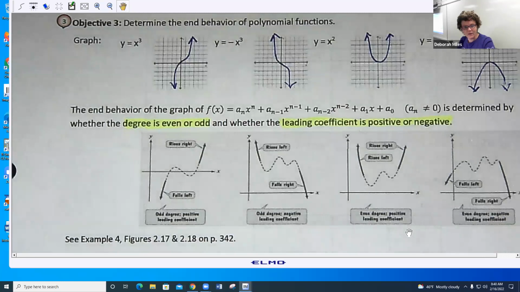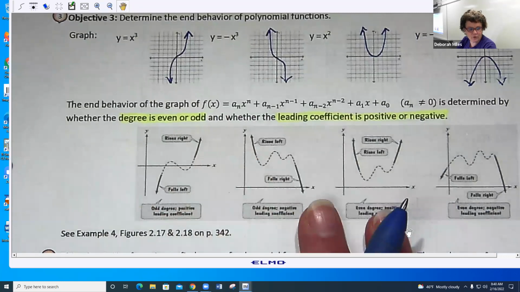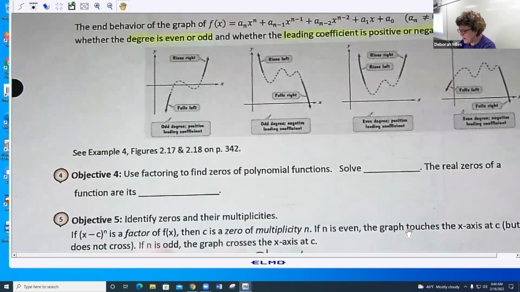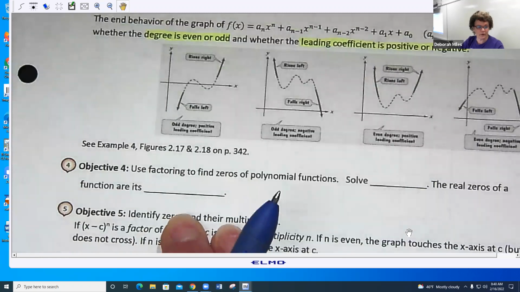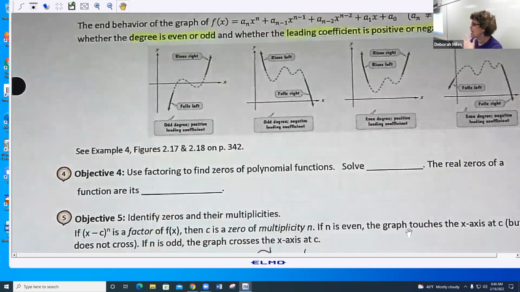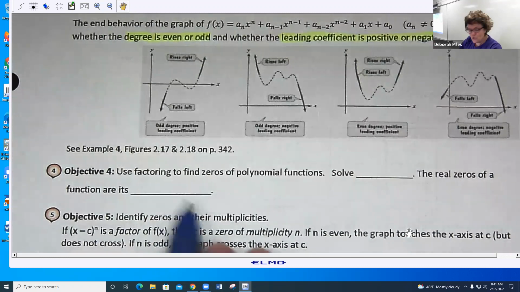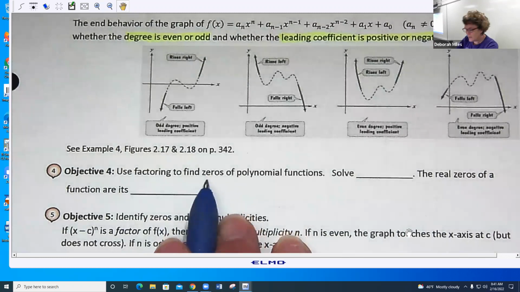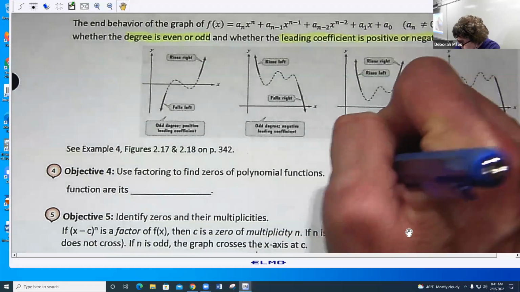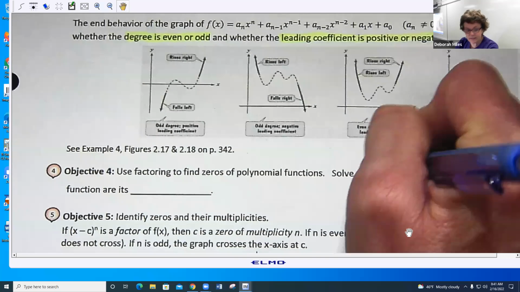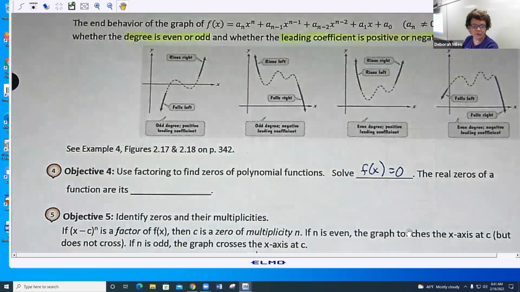Now that we know how to determine the end behavior of a polynomial, let's talk about the other things we usually find when we're graphing. Usually we find a y-intercept by doing what? Letting x be 0, and we find x-intercepts by doing what? Let y be 0. All right. I think we've used this term before. The zeros of the polynomial are whatever makes the function equal to 0. Just set the function equal to 0.